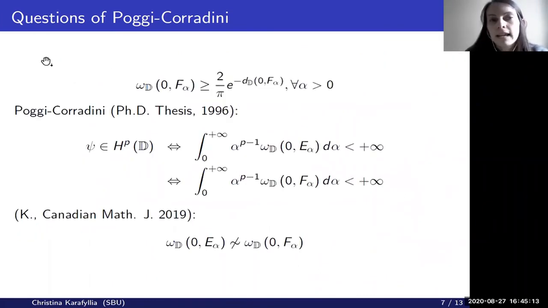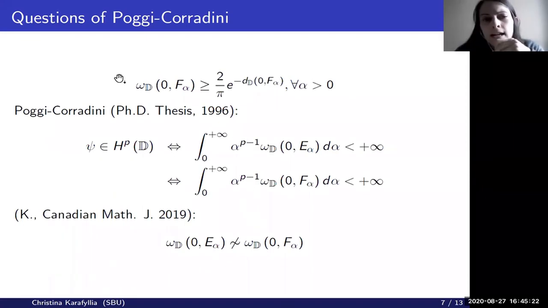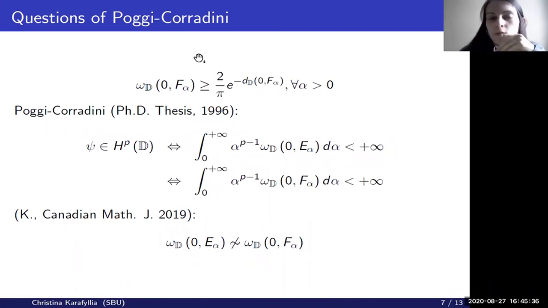Pozzi-Corradini made 2 observations. The first is that by a very well-known theorem of Beurling and Nevanlinna, the projection theorem, it follows easily that the harmonic measure of the set F alpha is greater or equal to a quantity that contains the hyperbolic distance between 0 and F alpha. So there is a relation and an inequality between harmonic measure and e to the minus d, where d is the hyperbolic distance. That's the first observation.